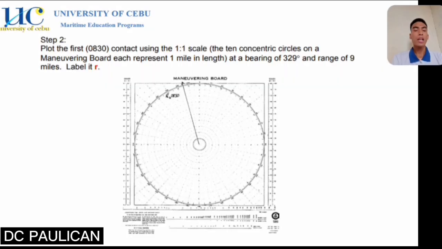Step 2. Plot the first observation at 0830 of the contact using the 1:1 scale. It means the 10 concentric circles on a maneuvering board each represent 1 mile in length, at a bearing of 329 degrees and a range of 9 miles. Then label it as R. As you can see on the maneuvering board, the first observation is plotted at 9 miles at 329 degrees and marked as R at 0830.